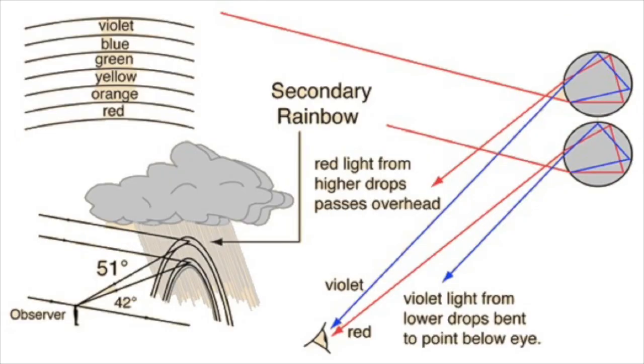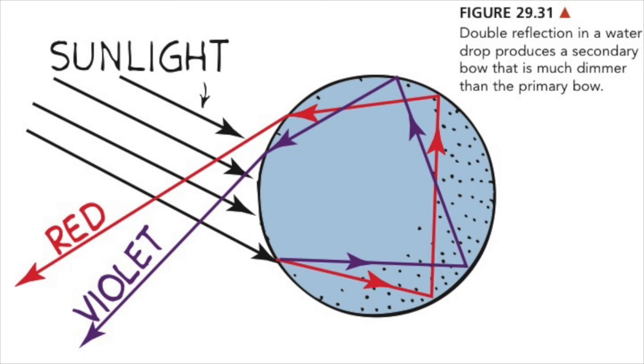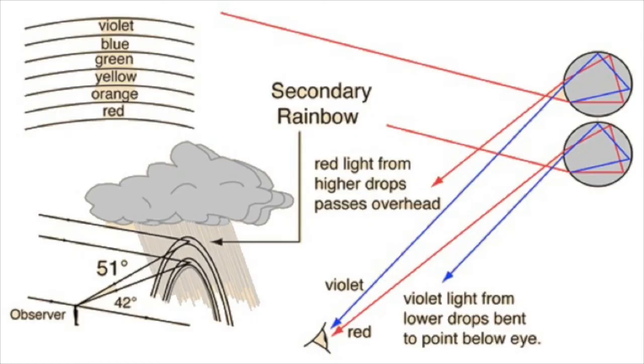Here's the anatomy of the second rainbow. And you see that the outer band now is violet and the inner band is red. So that's going to become very, very significant when you look at the pictures of the double rainbow. The primary rainbow is the inner, and the outer rainbow is the secondary rainbow.